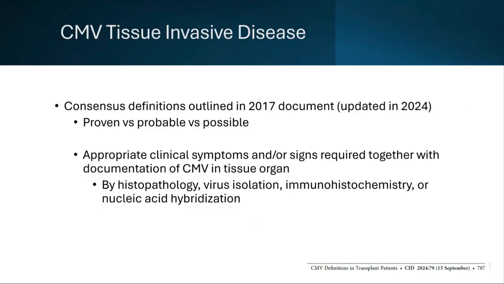For CMV tissue invasive disease, the consensus definitions were first published in 2017 and updated in 2024. Remember, for CMV tissue invasive disease, you need A, appropriate clinical symptoms, and B, appropriate documentation that CMV is invading the tissue organ in question. That can be done by histopathology, virus isolation, immunohistochemistry, or hybridization assays.